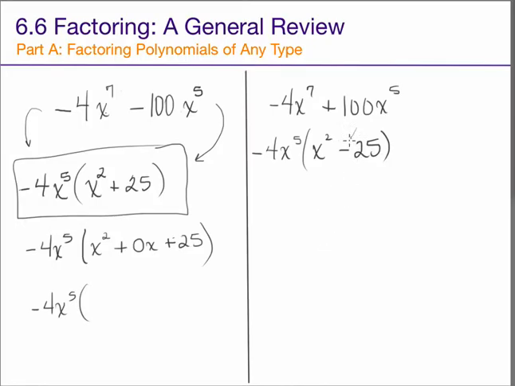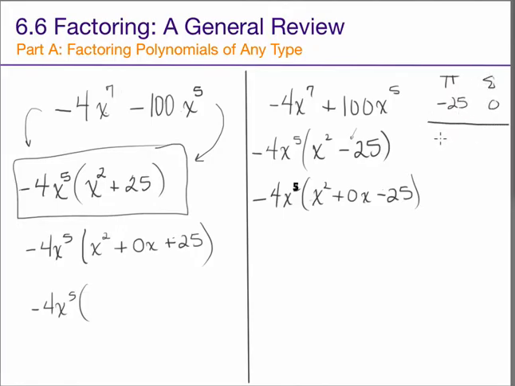Recognize there's a middle term missing here, and rewrite this expression with an introduced 0 term. Now we have a product of negative 25 and a sum of 0. And I can write negative 25 as negative 1 times 25, 1 times negative 25, 5 times negative 5, or negative 5 times 5, which is the same thing as I have here.